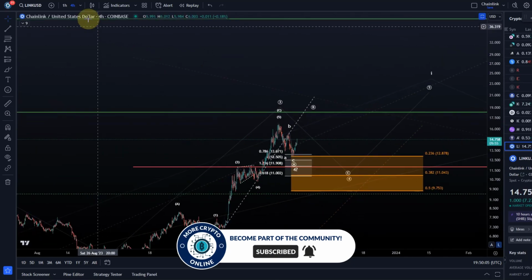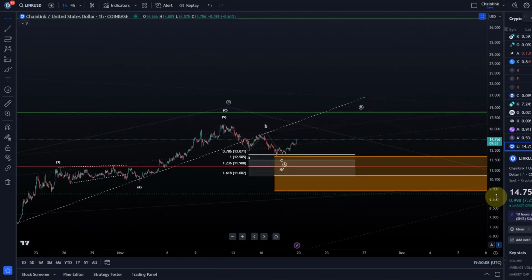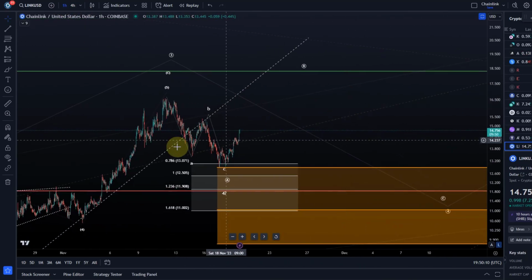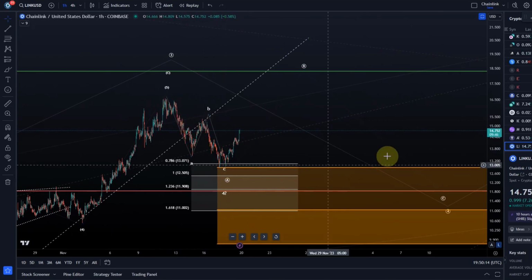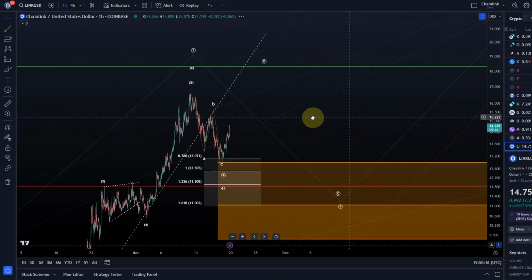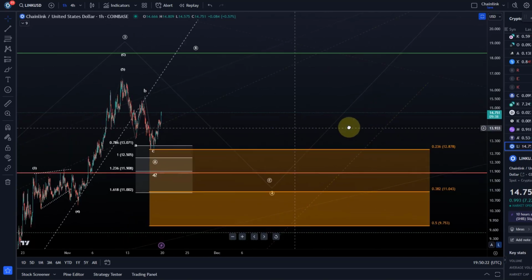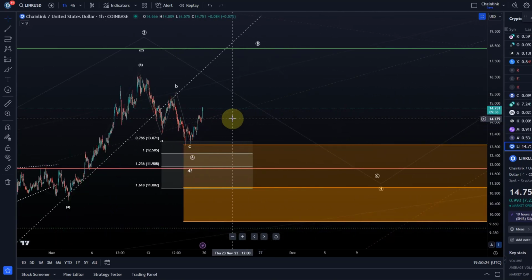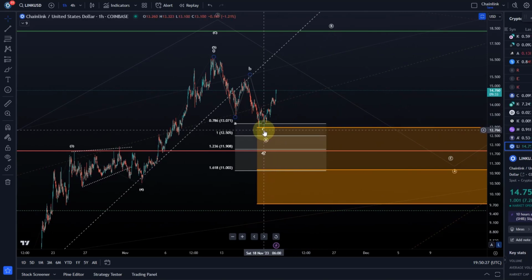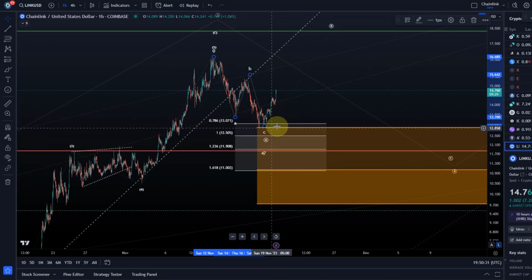Looking at the microstructure, we can see that 3 waves down were already completed. So ABC is the structure to the downside. The price reacted to the 23.6 Fibonacci retracement level at $12.88. Next support levels are $11.04 and $9.75. I also gave you the Fibonacci targets for just the C wave here. So we had a bit of an overlap there around $13. That is what the price used as support.